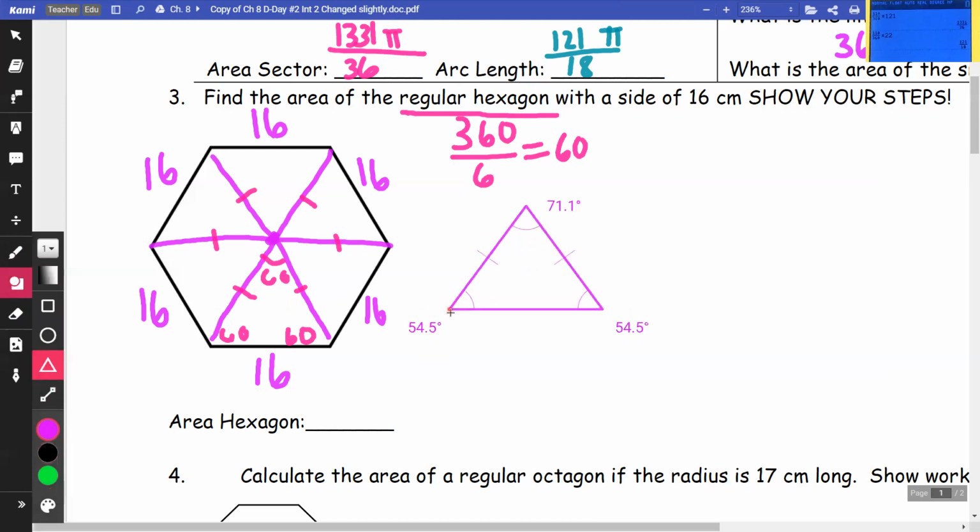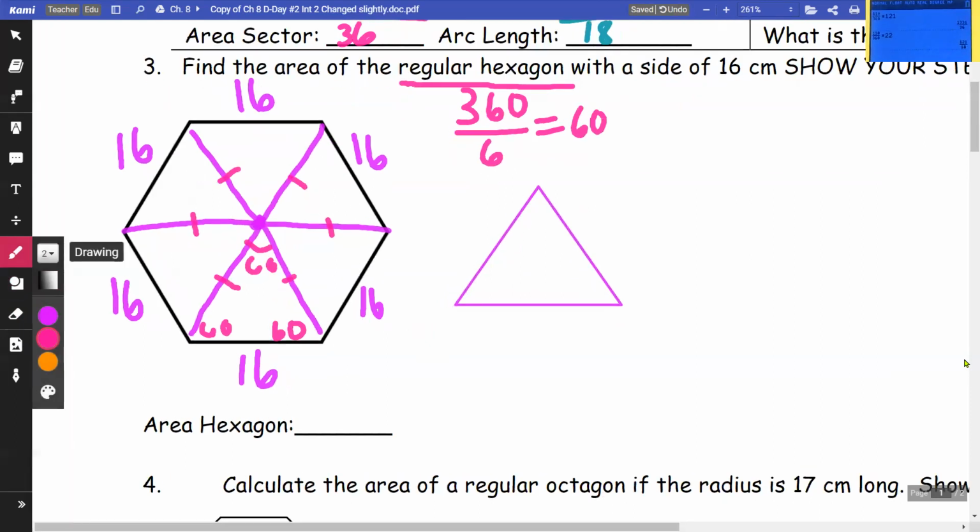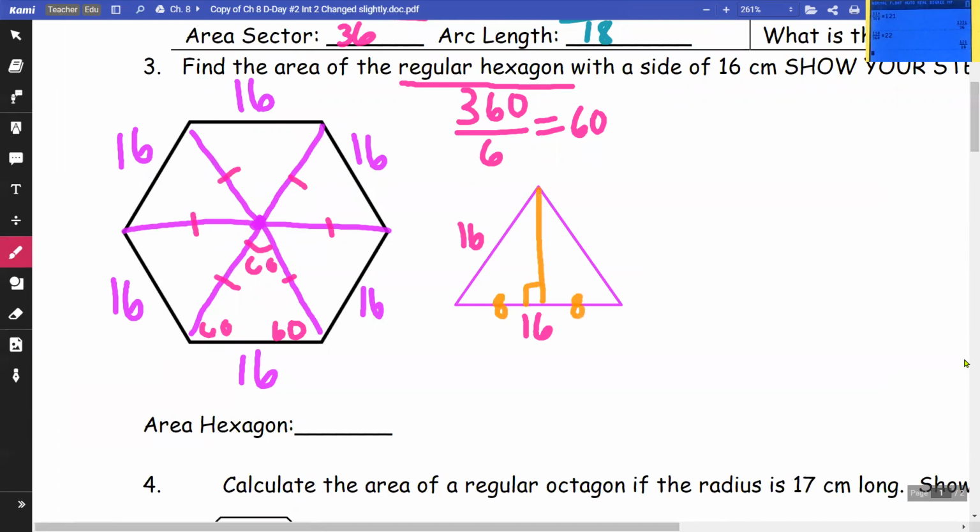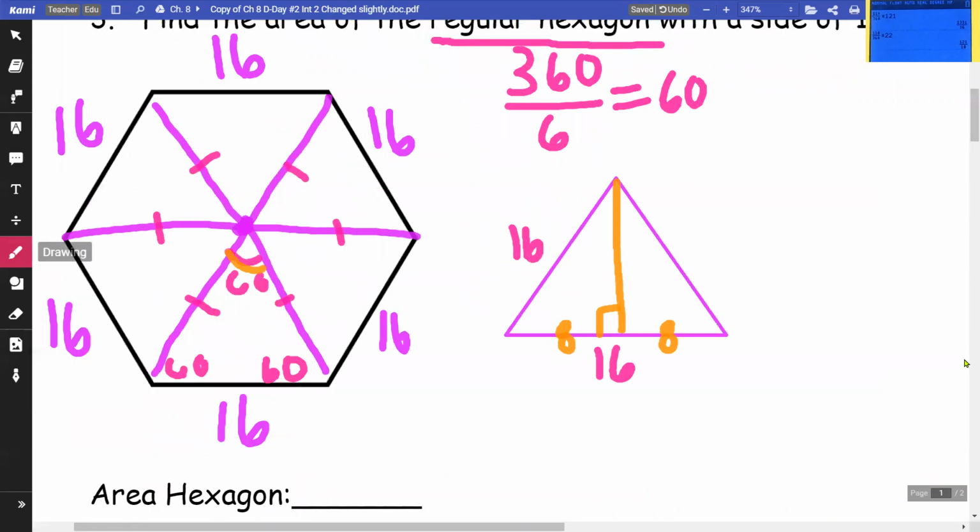Okay, so I've got my triangle, and this triangle is equilateral. So what that means is if this is 16, this is also 16, for example. And what I do need to find, this one's actually kind of nice because I know my base. So I know if I split this in half that I have an 8 and an 8. I also know that that angle at top was 60. When I split it in half, it is now going to be a 30, and this is a 60.